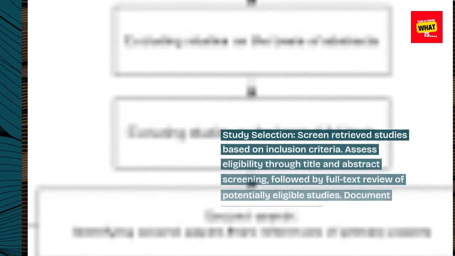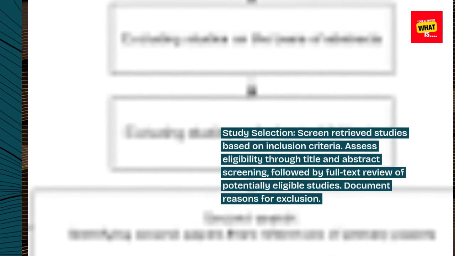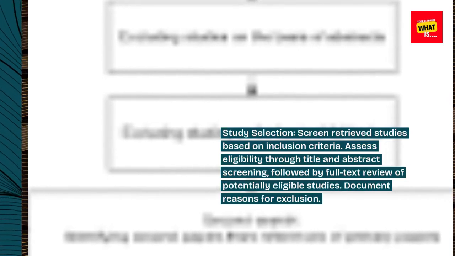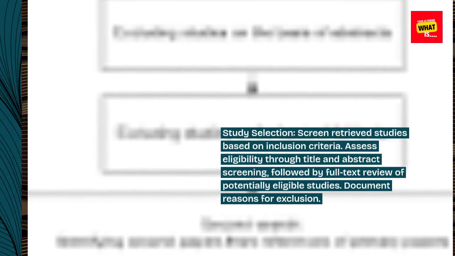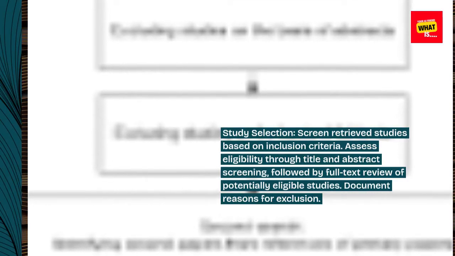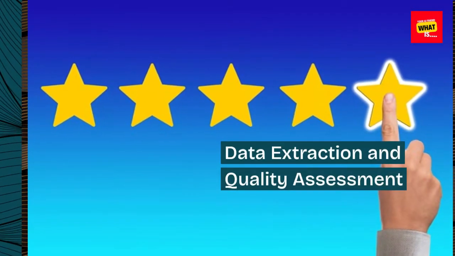Study selection: screen retrieved studies based on inclusion criteria. Assess eligibility through title and abstract screening, followed by full-text review of potentially eligible studies. Document reasons for exclusion.